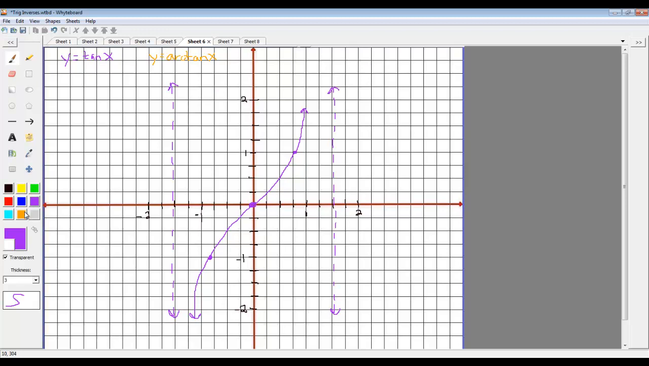The arctan swaps the x's and y's. So now instead of vertical asymptotes where x is negative pi over 2 and where x is positive pi over 2, you're going to have horizontal asymptotes where y is negative pi over 2 and y is positive pi over 2. So I'm in my orange color. So at y being negative 1.57, I have a horizontal asymptote. At y being positive 1.57, I'm going to have a horizontal asymptote.